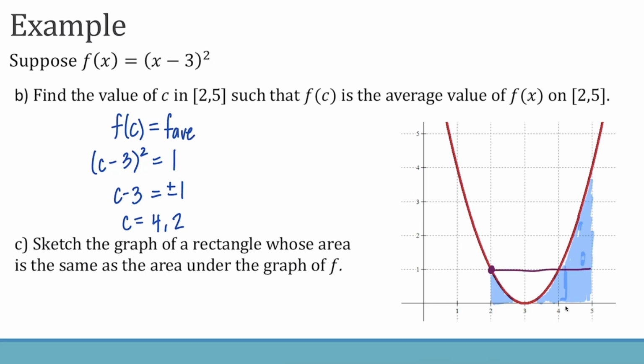So if I construct a rectangle, the input being 2, the output happens to be 1, so that's f of c. That rectangle with a height of 1 and a base that extends from 2 to 5 turns out to have the same area as the area under the curve from 2 to 5. And I just want us to notice that when we plug in 4, it's the same output of 1. That f of c value happens twice. So that's why both 2 and 4 work as values that satisfy the mean value theorem for integrals.